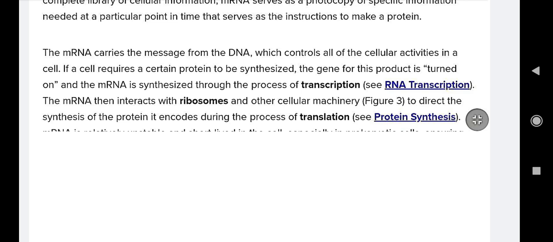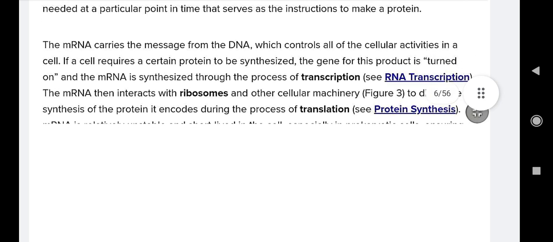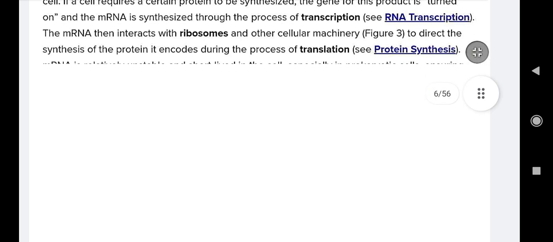Now the mRNA is processed. The unessential segments are removed by the process of splicing, by post-transcriptional modification. You will see later on that different modifications of RNA occur before being processed into the translation process, and then the mRNA comes out from the nucleus through the help of transport proteins. Then this mRNA will interact with the other cellular machinery, with the ribosomes as well, to direct the synthesis of the protein that it encodes during the process of translation.